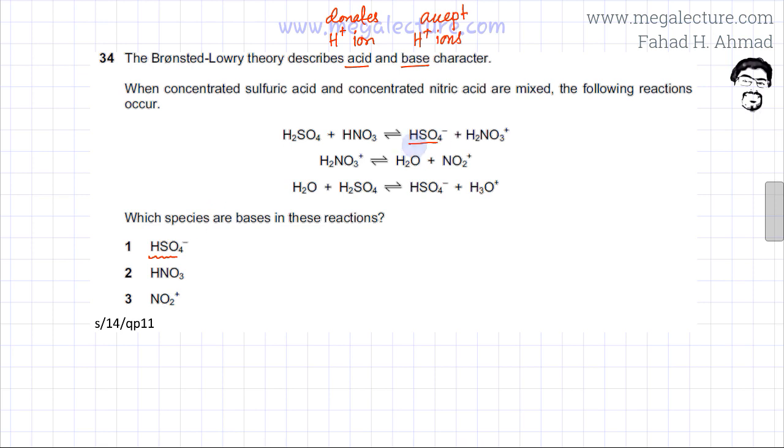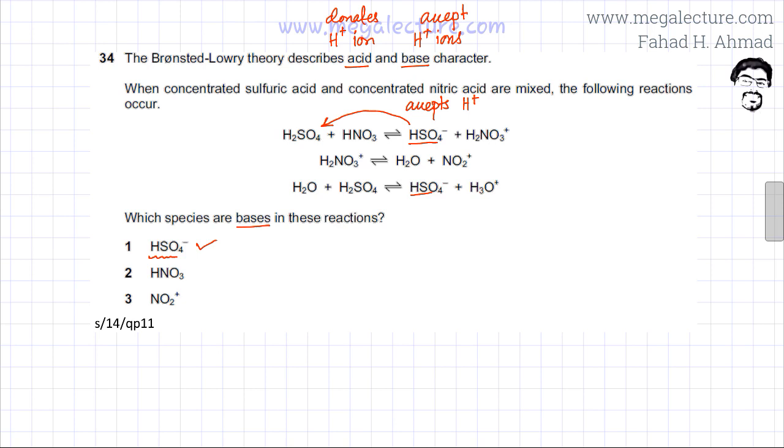If you look over here, it's appearing in two places. In the third reaction also there's an HSO4 minus ion. If you look at the first reaction in the backward direction, this HSO4 minus ion is playing its part in the backward reaction. It changes into H2SO4. So when HSO4 minus changes into H2SO4, what is it doing? It's actually accepting an H plus 1 ion, and bases are substances that accept H plus 1 ions. So this first option looks perfectly correct. Which species are bases in these reactions?